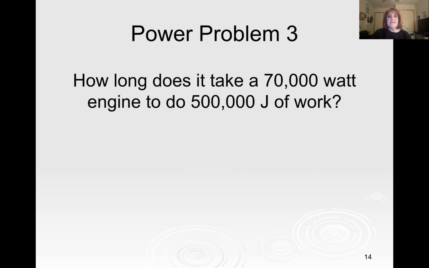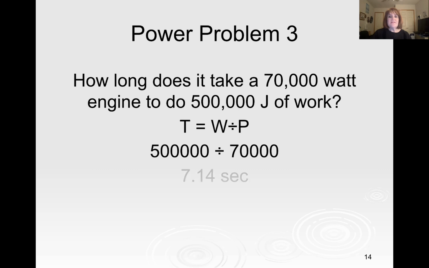And how long does it take a 7,000 watt engine to do 500,000 joules of work? Well, time is work divided by power, so 500,000 divided by 70,000 would be 7.14 seconds.